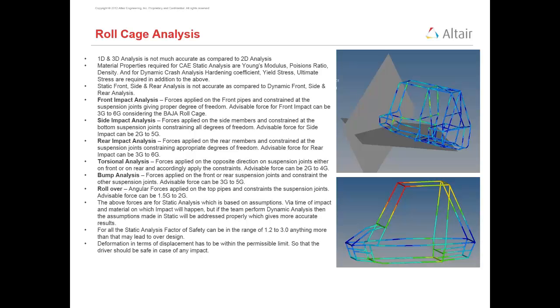So now for front impact analysis, static front impact analysis, the force is applied on the front pipes and constrained at the suspension joints giving proper degrees of freedom. Advisable force for front impact can be 3 to 6 G considering the Baja roll cage only. For static side impact analysis, force is applied on the side members and constrained at the bottom suspension joint, constraining all degrees of freedom. Advisable force for side impact can be 2G to 5G.